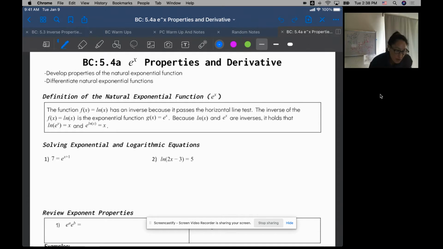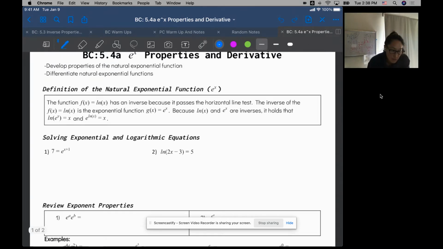Okay, so we know that the function ln of x has an inverse because it passes the horizontal line test. So ln of x passes through the point (1, 0), and it has a domain of x greater than 0. And so the inverse of ln of x is the exponential function e to the x. Because they are inverses, these two properties are true.